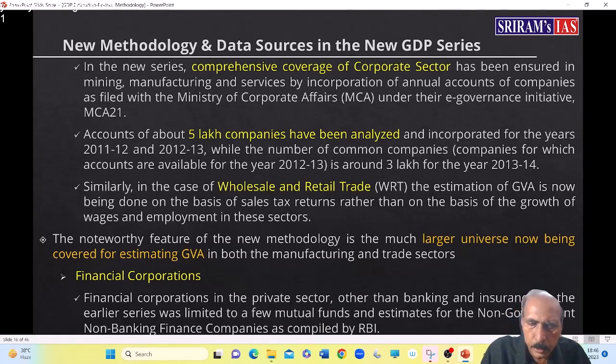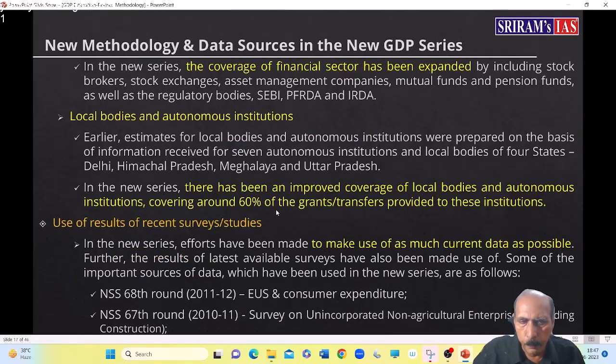After understanding the concept and methodology, we will move on to the GDP estimates published by the National Statistical Office, Ministry of Statistics and Programme Implementation. I hope it will give you comprehensive information about the GDP. Therefore, continue to attend these classes. This will give you a comprehensive idea about GDP estimation and GDP estimates in India.